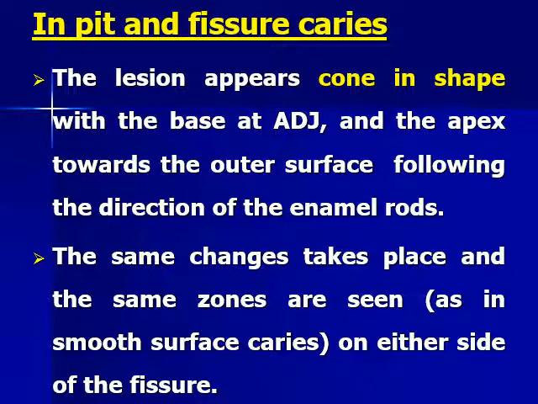But when you come to what happened exactly in this pit and fissure caries, if you consider each side of the fissure as a smooth surface caries, you have two triangles on both sides of the fissure, like two smooth surface caries. And when you combine the two triangles, you get this big triangle with the apex outside the tooth towards the saliva and the base towards the amelodentinal junction.